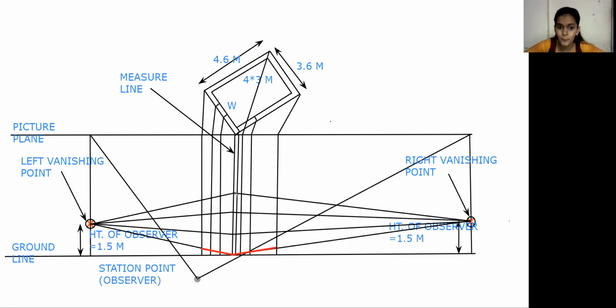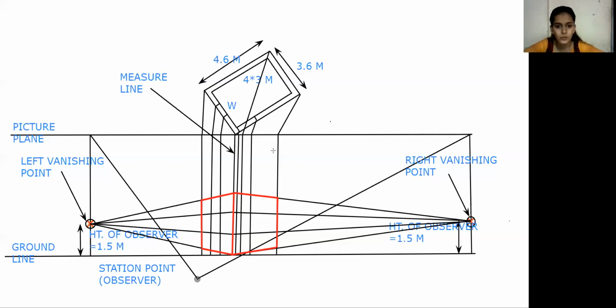Then the top portion of the room. Consider the top lines also and join it. Like this. Now it's time for the vertical lines. Draw the sides of this building. Middle side also. That is a corner point where two walls meet. So here, both the walls are shown.